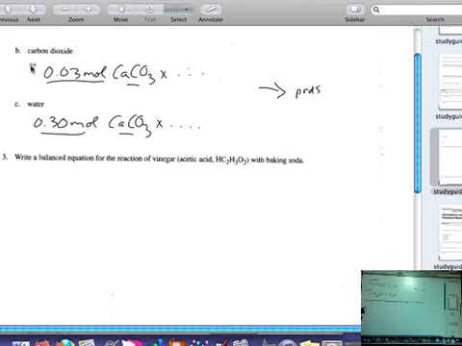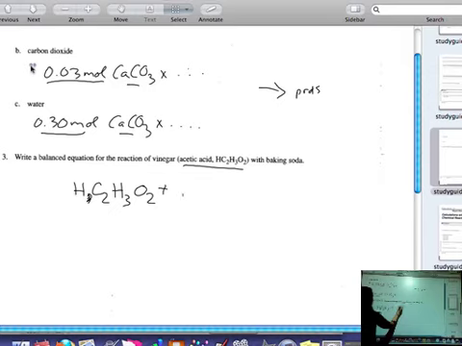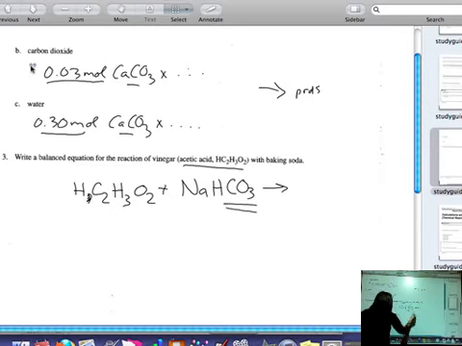Okay, balanced equation for the reaction of vinegar, which is acetic acid. So that's going to be HC2H3O2 with baking soda, which I have helped a couple people with, and I never remember which it is, but it's sodium bicarbonate or sodium hydrogen carbonate, so it's NaHCO3. And that's another carbonate reaction, so you're going to have 3 products. Now, just because there are 3 products doesn't mean it's not a double replacement reaction.